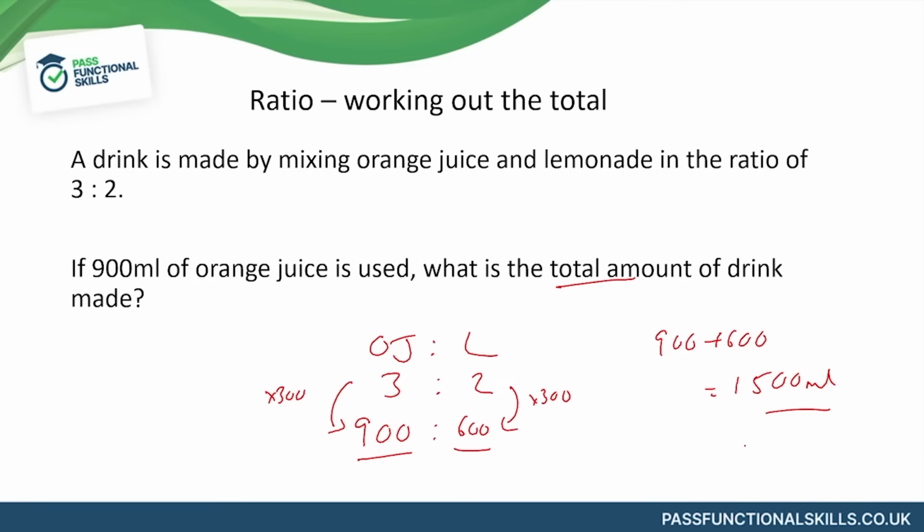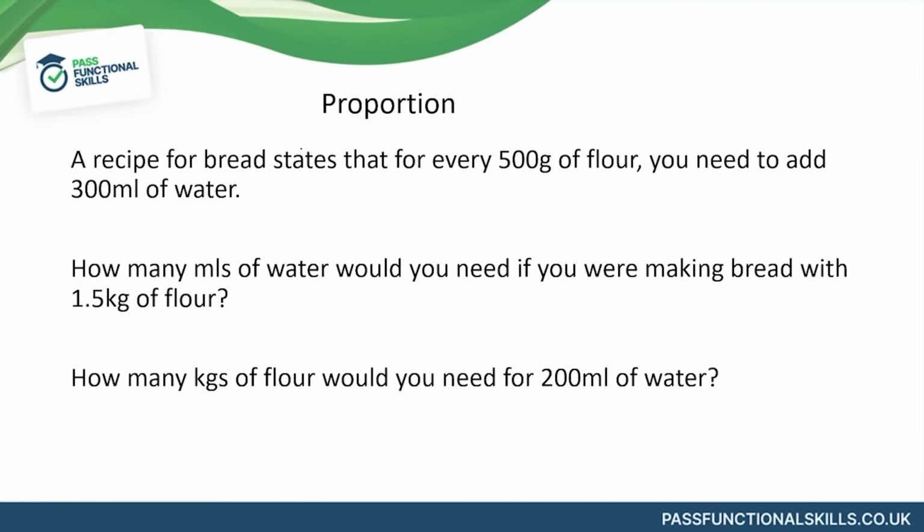Okay, so let's take a look at proportion, and there's two types of proportion. There is direct and indirect proportion. On this slide we're dealing with direct proportion, and direct proportion means as one thing increases, the other thing increases as well. So here we're looking at a recipe for bread. So if I increase the amount of flour I add, I need to add more water as well.